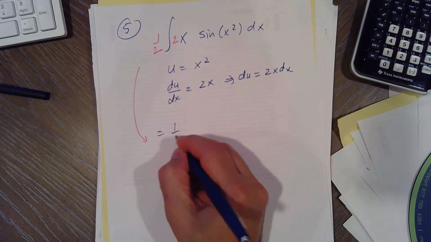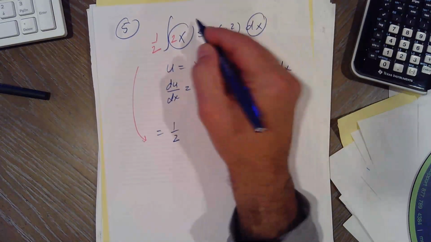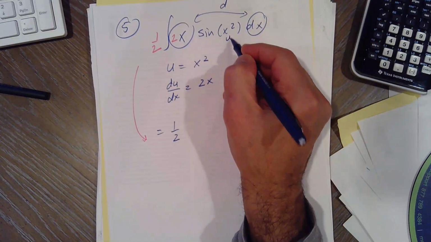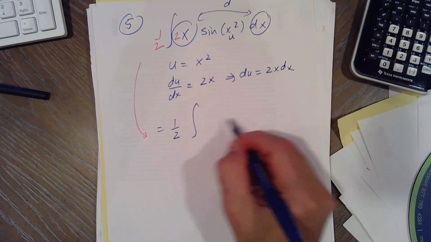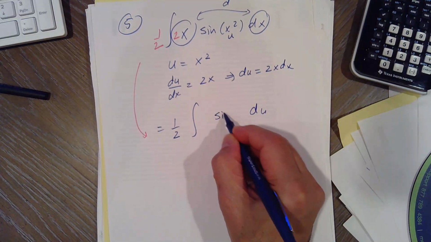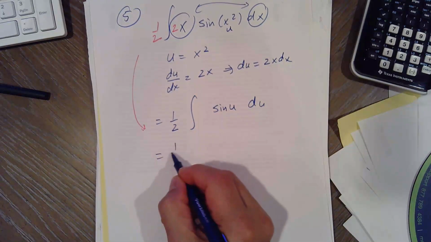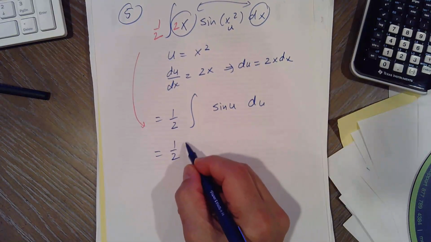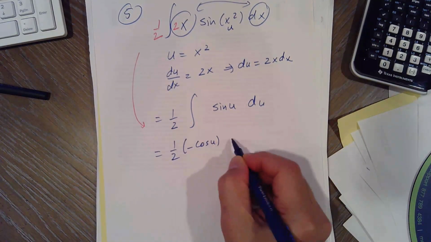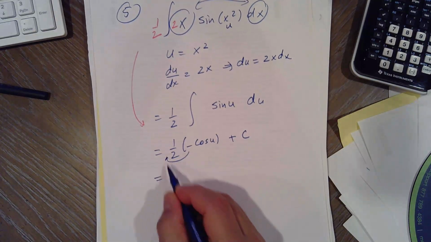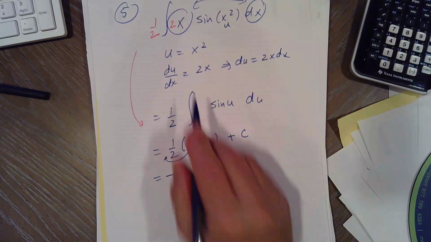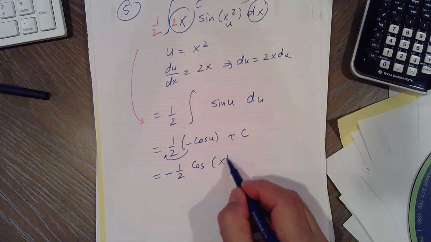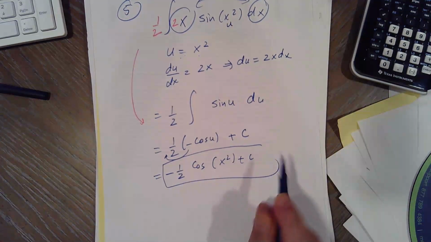So this would be 1/2. All this is du, and this is u. So we get the integral of sine u du. And we know the antiderivative of sine is negative cosine plus c. Pull the negative out. Cosine of u is cosine of x squared plus c.